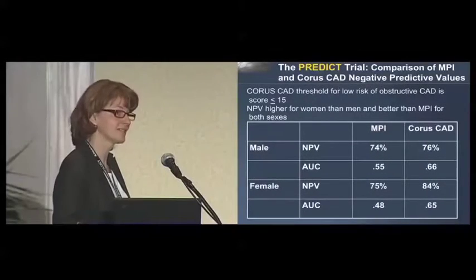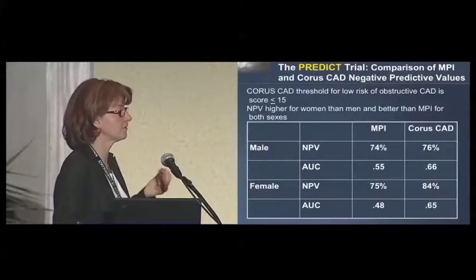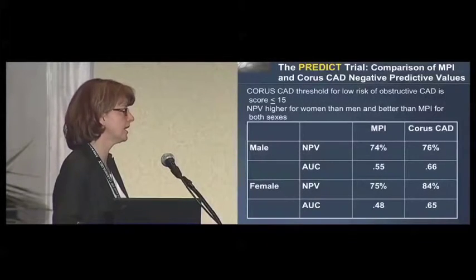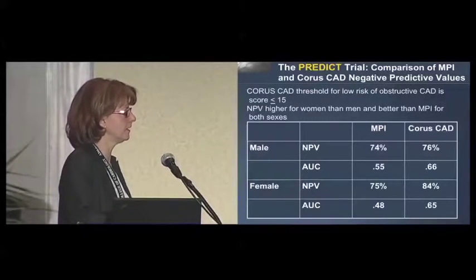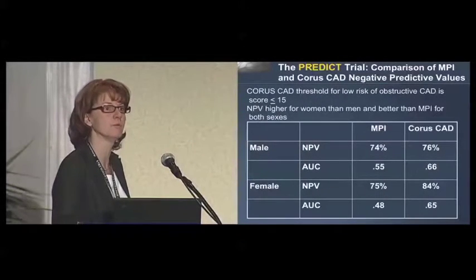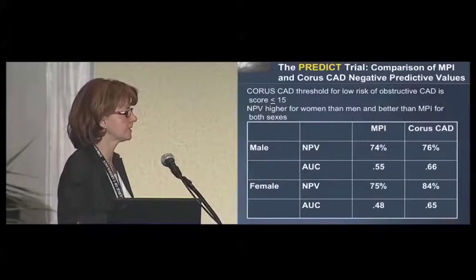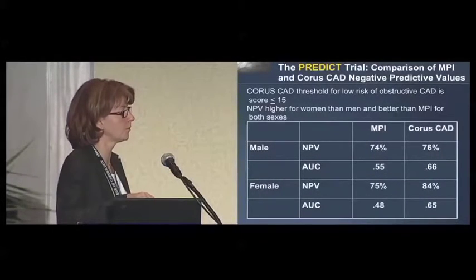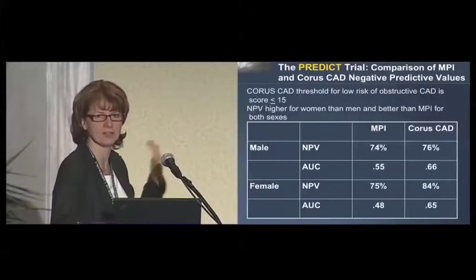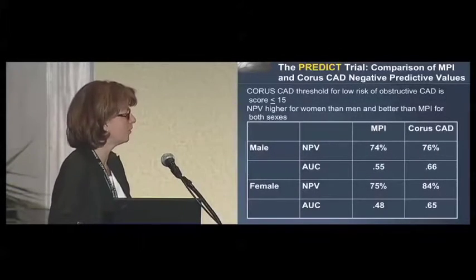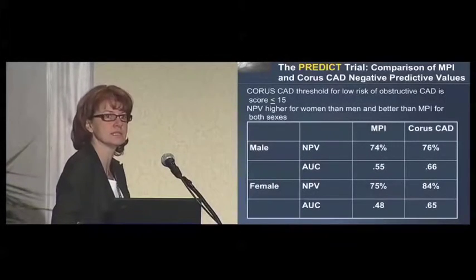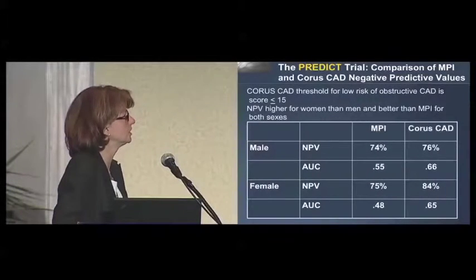But fascinating, again, in this gender-specific diagnostic test, you can see that the negative predictive value increases from 75% to 84%. That's a big increment. And if you look at the C statistic, you're going from 0.48 to 0.65. Again, much more powerful at excluding coronary disease in the female patients than the male patients.